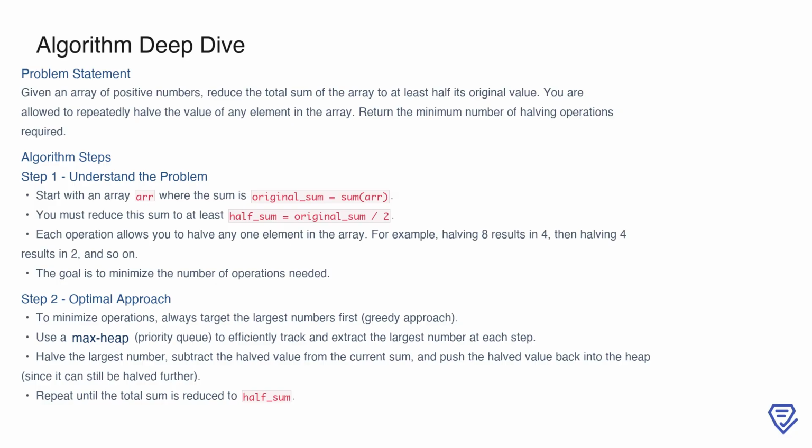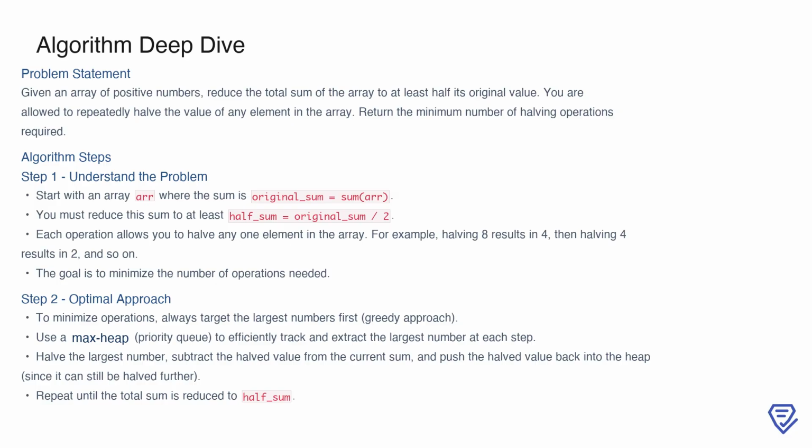To achieve this, we adopt a greedy approach where we always target the largest numbers first, since halving the largest element will have the most significant impact on the sum reduction. To implement this efficiently, we use a max heap, which allows us to quickly access and process the largest element at each step. As we halve the largest number, we subtract the halved value from the current sum and push the halved value back into the heap so it can be halved again later if needed.